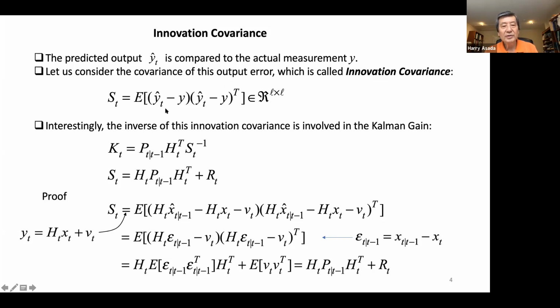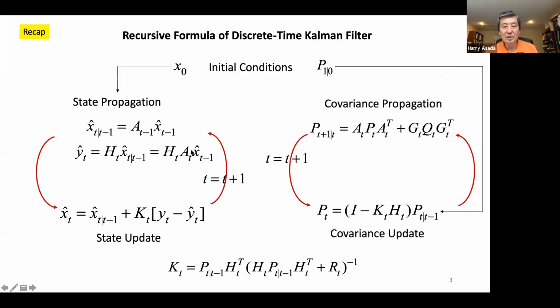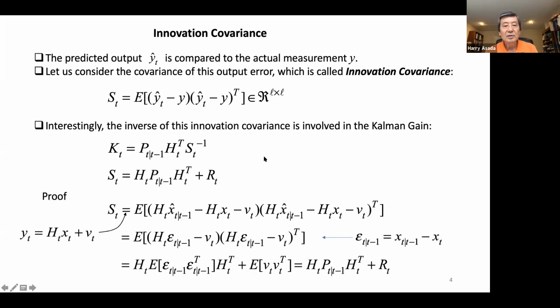Now, this innovation covariance matrix is heavily involved in the Kalman gain. Here, S_t inverse is sitting here. And this is the one that we saw here. K_t is given by this, right? So inside of this is actually the innovation covariance. So let's look at that relationship, whether that is correct.